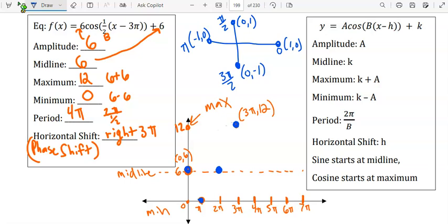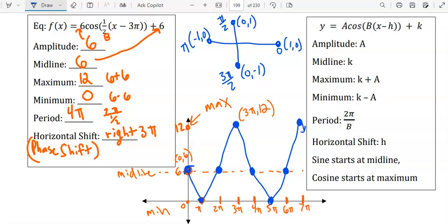And they'll follow a similar pattern for each next pi. So at 4 pi, it'd be at the midline. At 5 pi, it would be at 0. At 6 pi, it would be at 6 again, the midline. And then 7 pi, it will be at the max. So we have midline, minimum, midline, max. Midline, minimum, midline, and then max. And then it just keeps continuing that way, in that pattern.